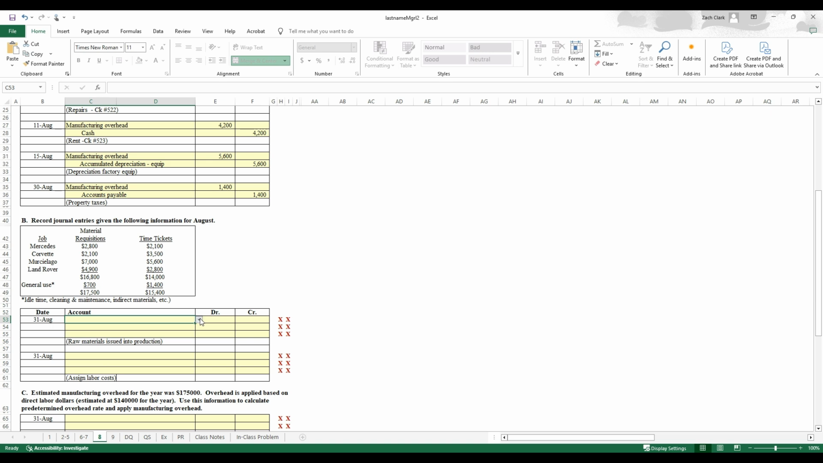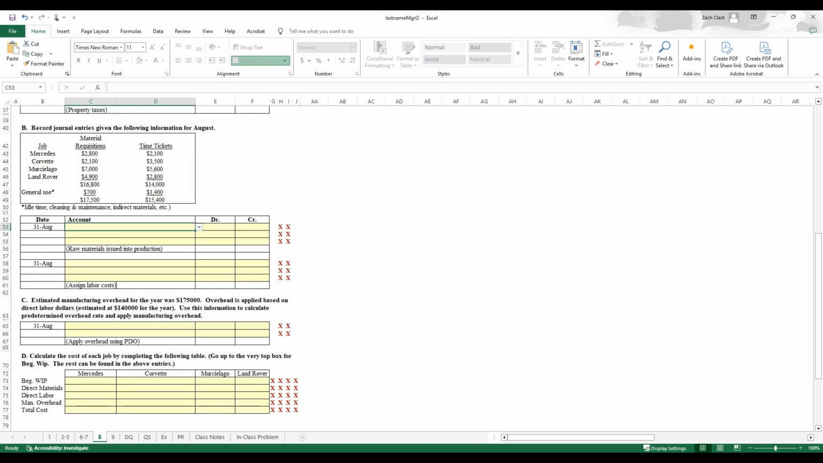We're going to first record our work in process. Let's find our WIP. Inventory of raw materials is being put into production, right? So we've got a total of raw materials of 16,800. We're going to want to bring those into our WIP account.